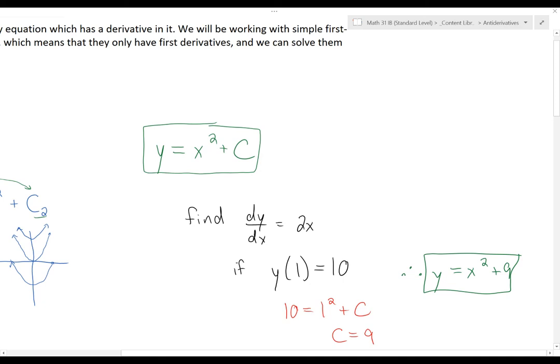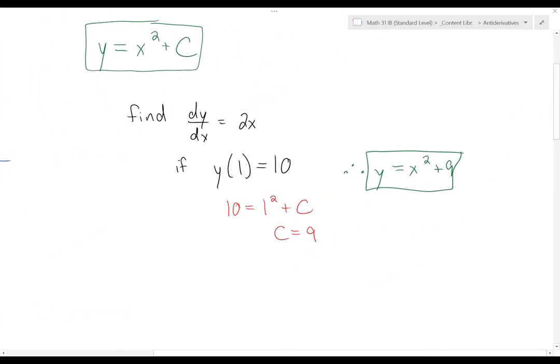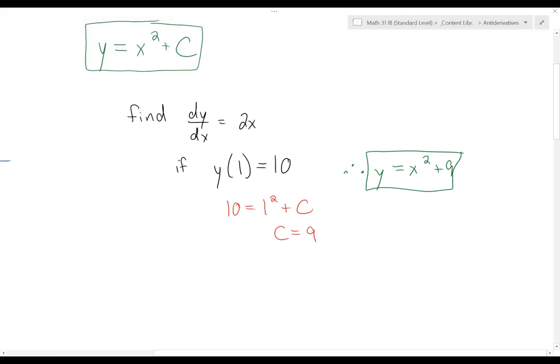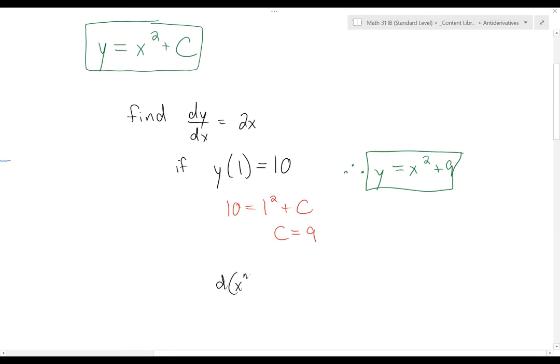So I can find the constant if I have at least one point on the function. Otherwise, you just have to leave it as an unknown constant. So let's look at, actually, I'm going to give you a general rule here. Basically, the reverse of the power rule.